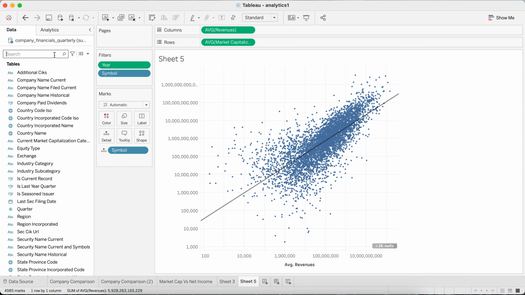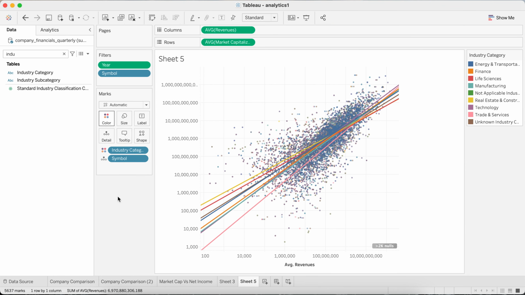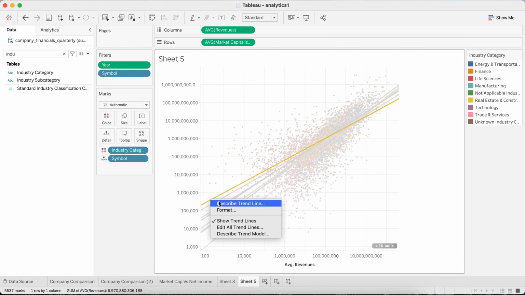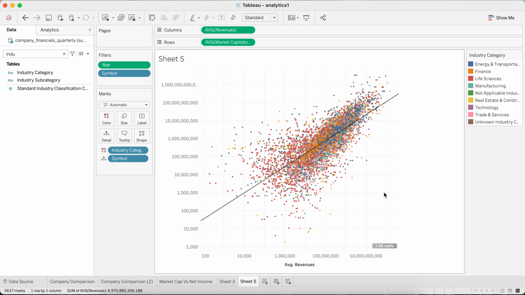Let's take a look at industry, just for curiosity, and let's add industry to color. Okay, that's too many trend lines. Perhaps let's edit the trend lines and let's not do it by industry. Let's just still keep with a single trend line.